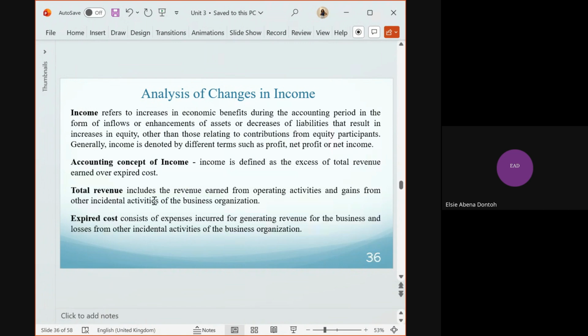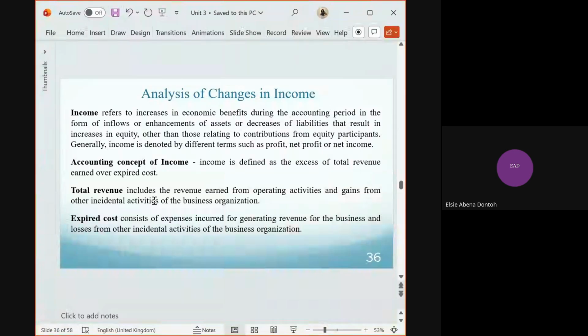We move on to income. So income, as we all know, refers to increase in economic benefits during the accounting period in forms of inflow or enhancement of assets, or decreases of liability that results in increases in equity, other than those relating to contribution from equity participants.